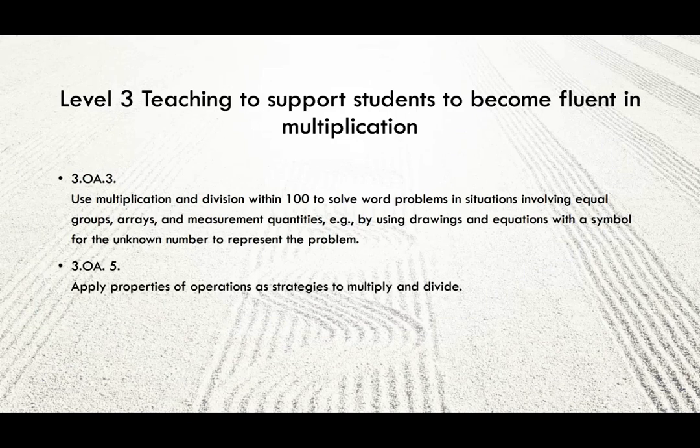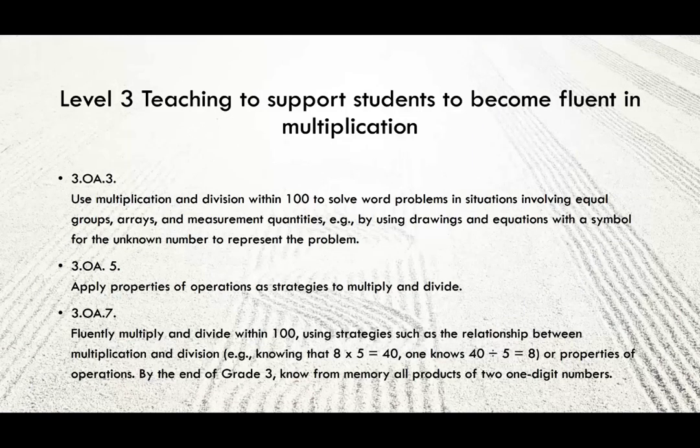Then Common Core expects students to apply properties of operations and strategies to multiply and divide. So we want students to come up with the multiplication facts by using what they have already learned, and then fluently multiply and divide within 100 using strategies such as the relationship between multiplication and division.